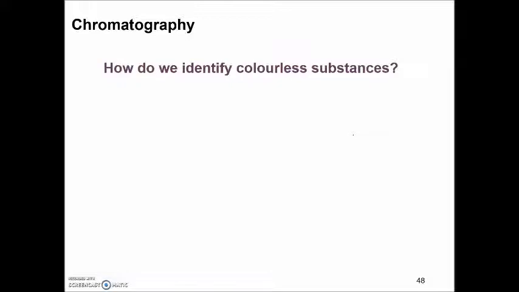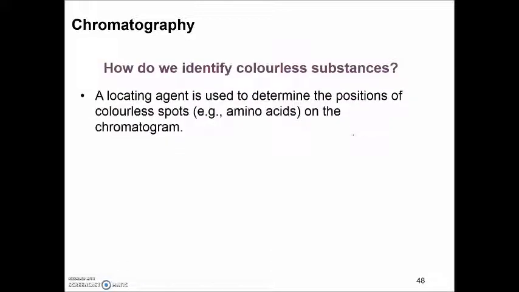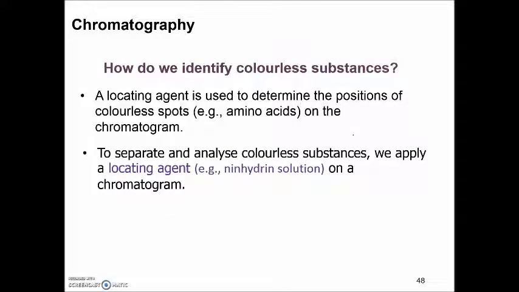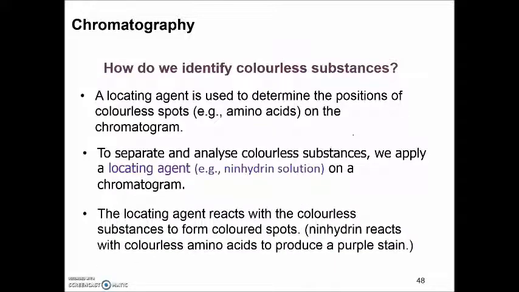Now, you may wonder, what if my substance is colorless? Most things are colorless. If you dissolve some of your medicines in water, you will realize that most of them are colorless. So for such things, we need to spray what we call a locating agent. It's a bit like spraying a dye. For amino acids, the locating agent is called ninhydrin. This is the only locating agent you need to know for the O levels, and it reacts with amino acids to produce a purple color.